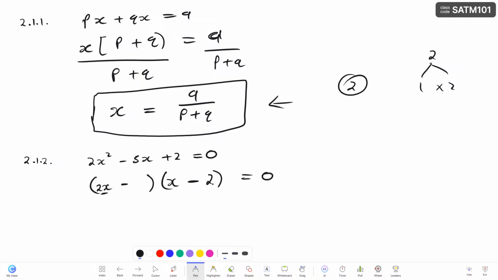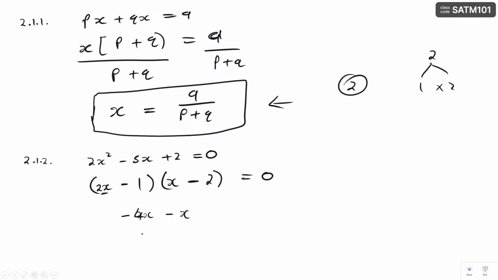Put 2 here and put 1 here. So let's check now. If you multiply this and this one, it's going to give us negative 2x. This one and this one is negative 4x. Then this one and this one is going to be negative x. And if you add these, it's going to give us what? Negative 5x, right? And we have negative 5x here.